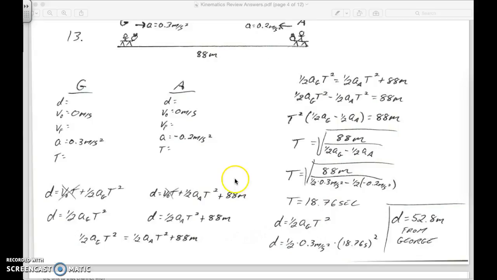From here, I can plug my time into either George's equation or Alfred's equation. I will get the same answer. I'll do George's just because it's a little bit smaller. So d equals 1/2 acceleration of George time squared. Plug in my time of 18.76 seconds, and I get the distance from George is 52.8 meters where they're going to hit.